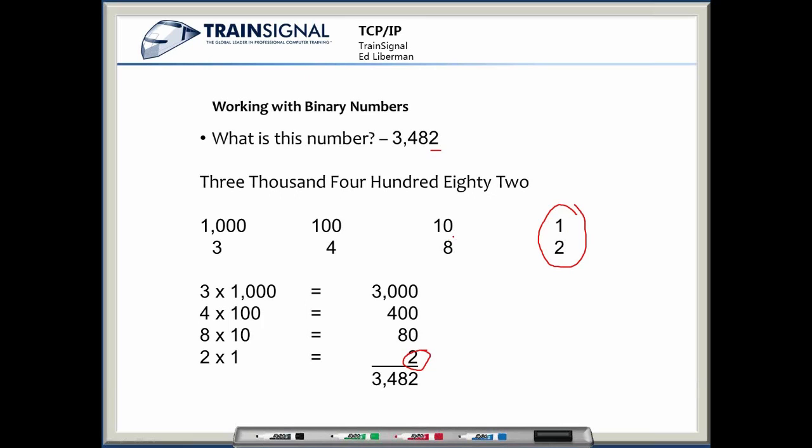We got an 8 in the tens column. So 8 times 10 is 80. 4 times 100 is 400. And 3 times 1,000 is 3,000. Get all my ugly drawing off of there. And if you add that up, what do you end up with? 3,482. Isn't that magical how that happens?